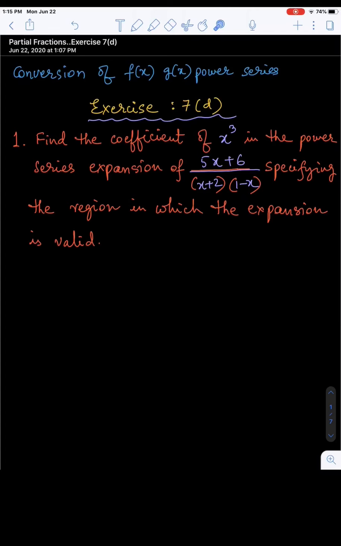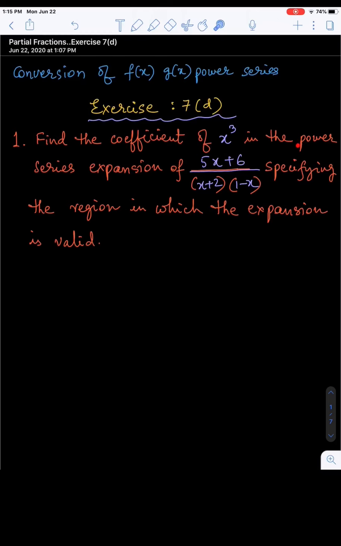First one, find the coefficient of x cube in the power series expansion of (5x plus 6) by (x plus 2) into (1 minus x), specifying the region in which the expansion is valid.